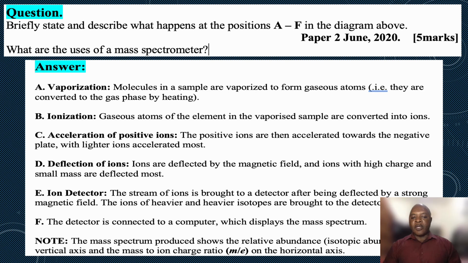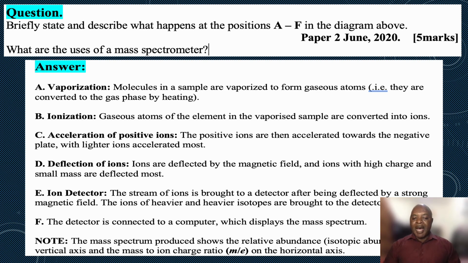Then E, the ion detector. There's an ion detector at E. The stream of ions is brought to a detector after being deflected by a strong magnetic field. The ions of heavier and heavier isotopes are brought to the detector. At F, the detector is connected to a computer which displays the mass spectrum. Anything that comes there is displayed. You now see it through the computer, where there are peaks and where there are no peaks.